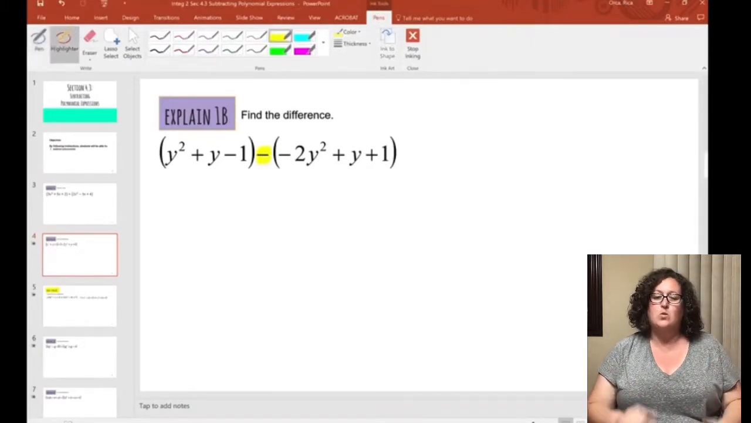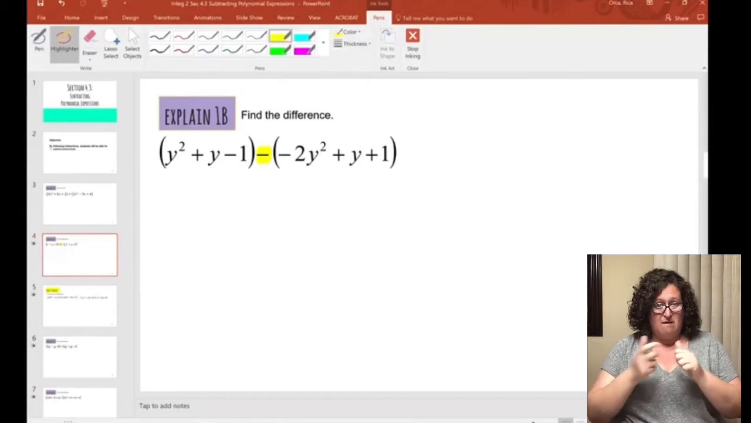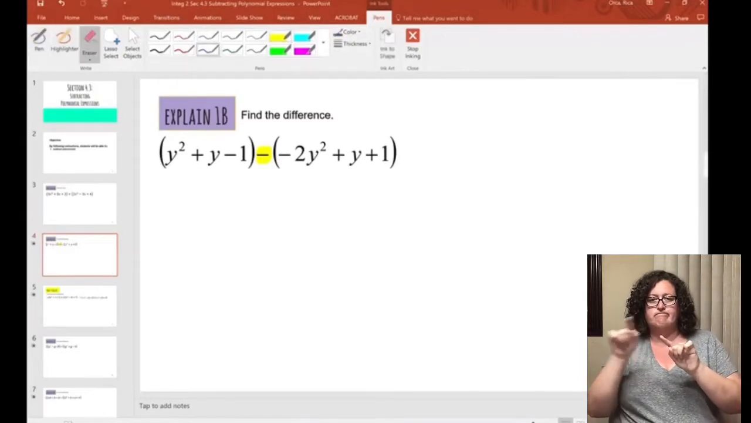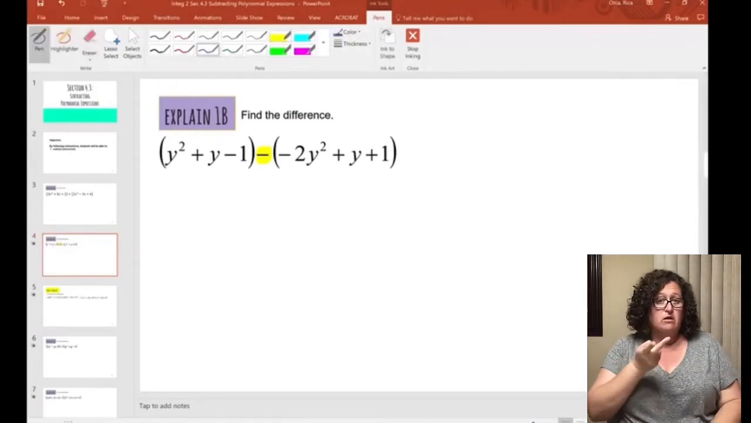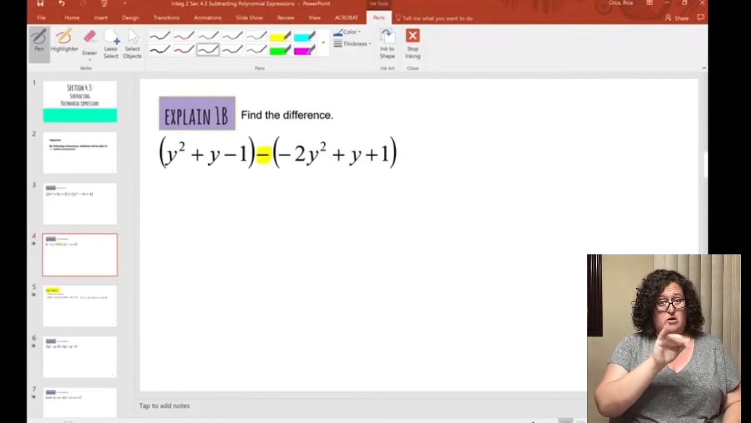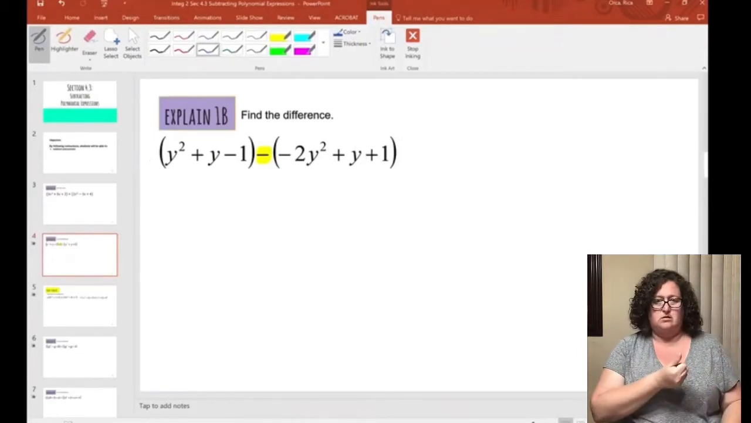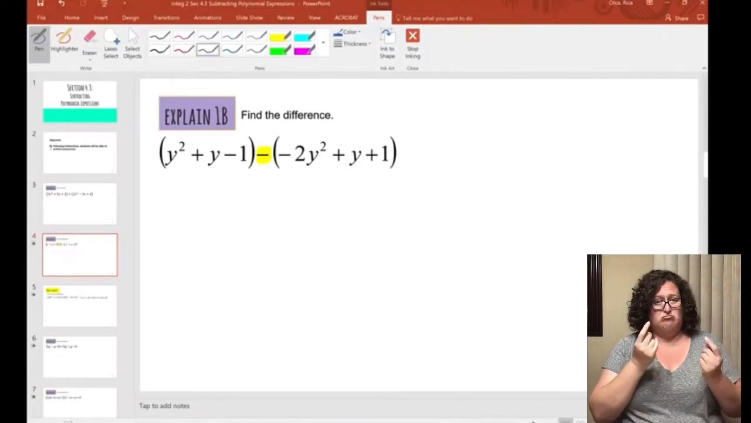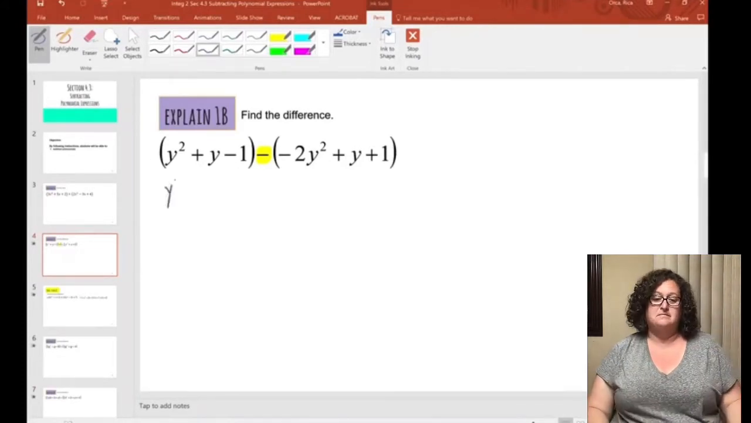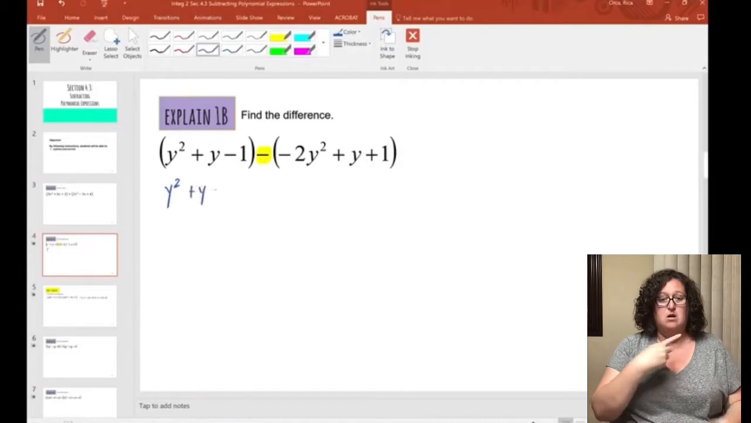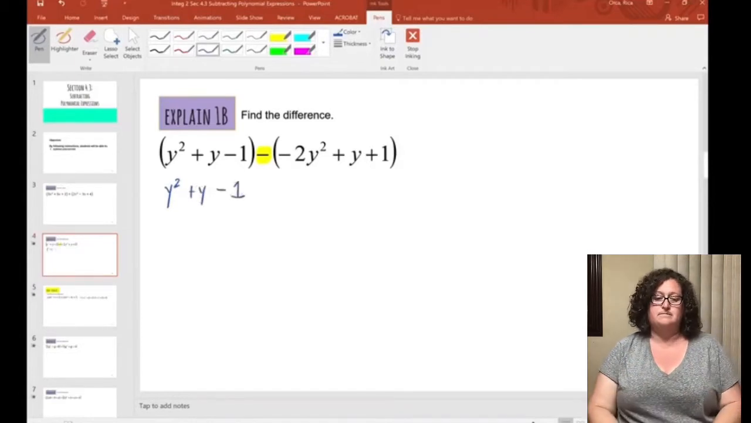With any subtraction problem, the first step is to take that negative or the minus sign and distribute it in. If we look at the first trinomial, we're not distributing anything in because there's nothing on the left side of our parentheses. That said, let's go ahead and just drop the parentheses. So that's y squared plus y minus 1.